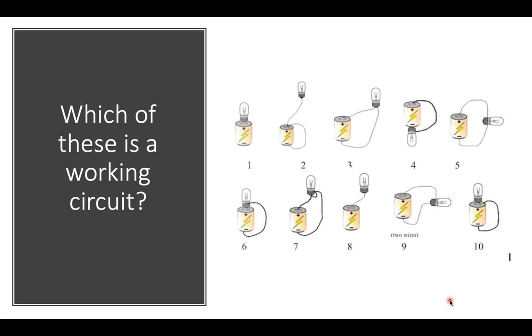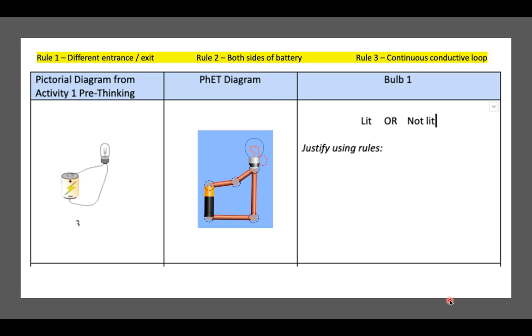Welcome back. In this screencast today, we're going to talk about which of these is a working circuit. You should recognize these images from a previous classroom activity where we did some pre-thinking to say which of these circuits work. Which of these was a working circuit causing a light bulb to light?